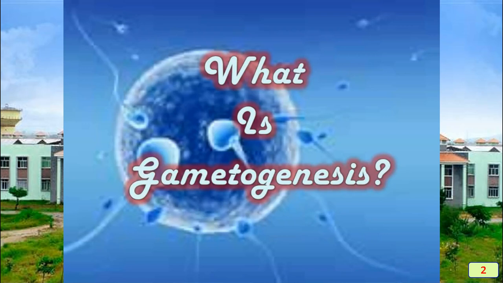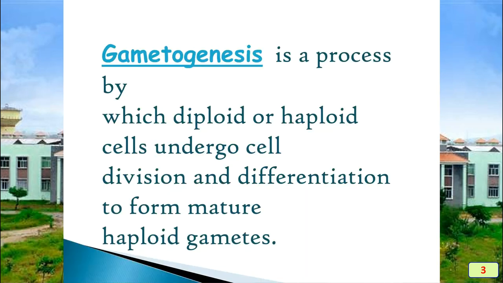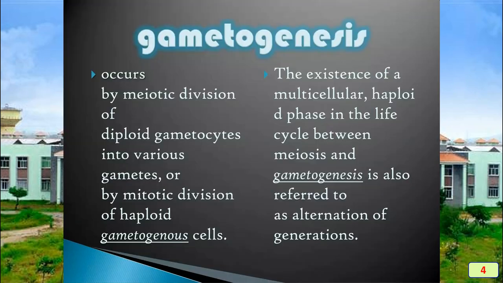So, what is gametogenesis? That's the first question. It is a process by which diploid or haploid cells undergo cell division and differentiation to form mature haploid cells. And that's called gametogenesis.